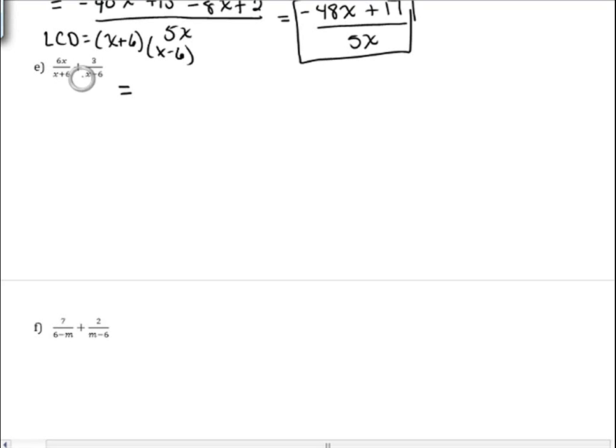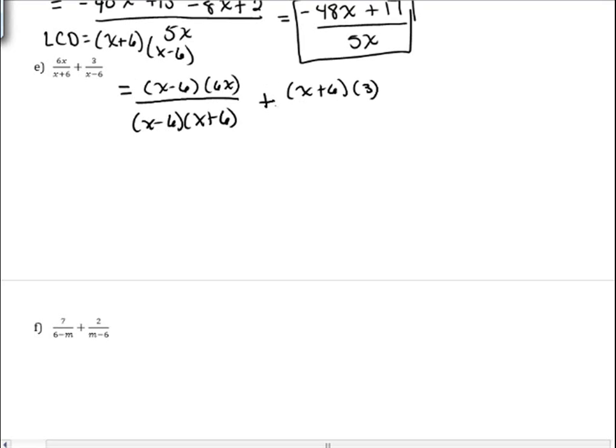Now I want to find the least common denominator for these two fractions. In the first fraction I just have the x plus 6, so we're going to need to multiply that by the x minus 6. Do that to both the numerator and the denominator. And then plus, this one just has the x minus 6, so we're going to multiply it by x plus 6.